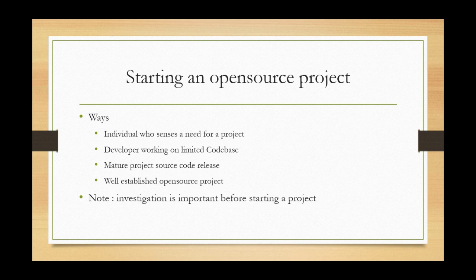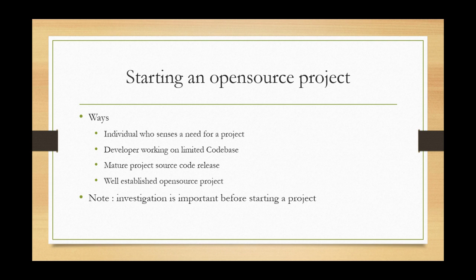So that individual who senses that there is a need for a project announces his or her intent to develop the project in public. He says, I have this idea, I want to develop 1, 2, 3, 4, 5, in public, and the idea is public. So volunteers will come up and contribute to the development of such an open source project. So that is one way in which we can develop an open source project.